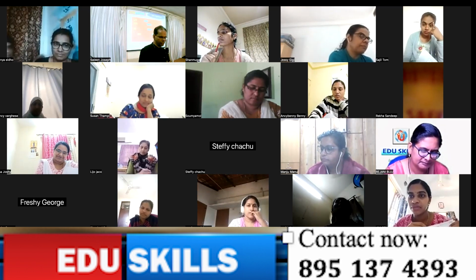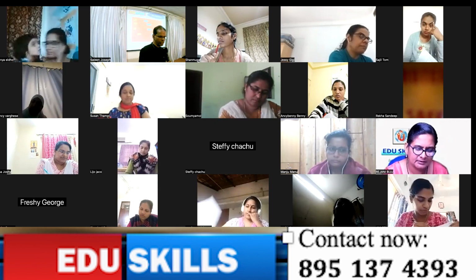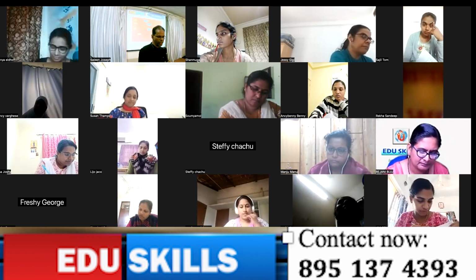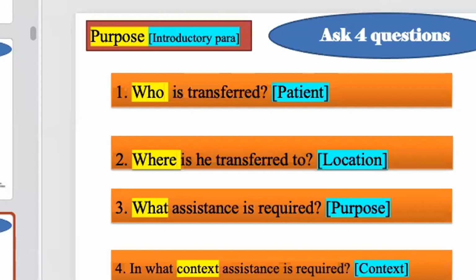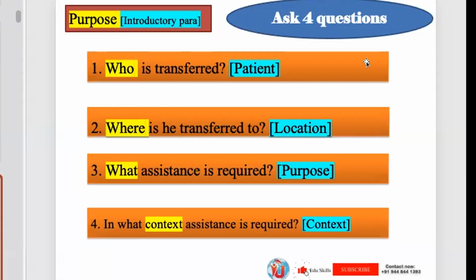So, who is transferred? Where is he transferred to? Location: Mr. Dunbar is transferred to your care, or to your community health center, whichever you want to write. And what assistance is required: regular monitoring of his diabetes and encouragement to comply with his medication and dietary regimen. And we said the context is moving with his daughter. So you see these 4 questions. See, the transfer letter has 4 questions, the same type of questions, but with slight differences.